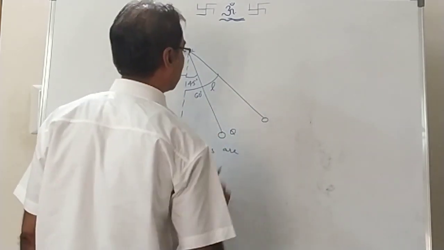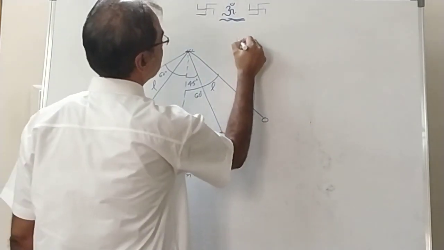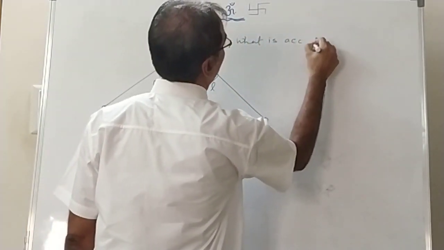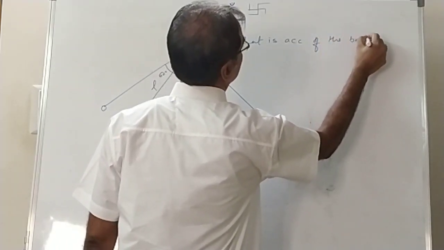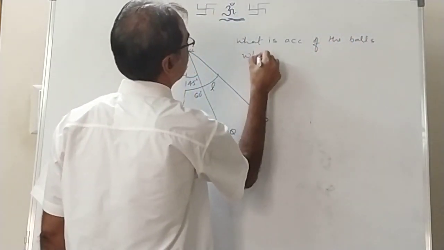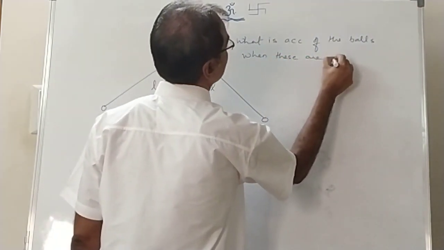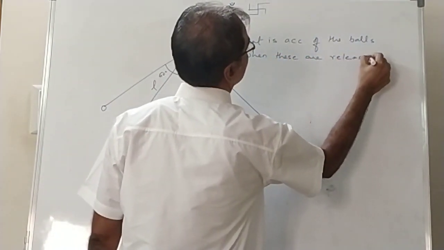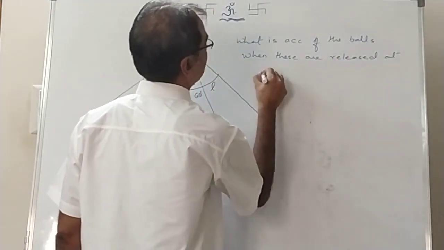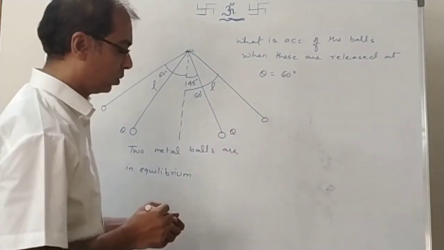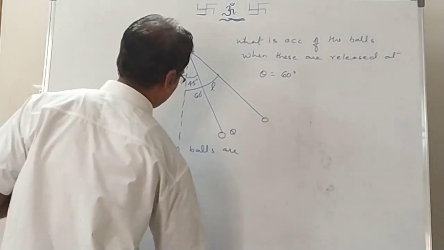So what is the question? The question is asking, what is the acceleration of the balls when they are released at theta equal to 60 degrees? That means at this position, when they are released, what is the acceleration? Let's see how to find it.